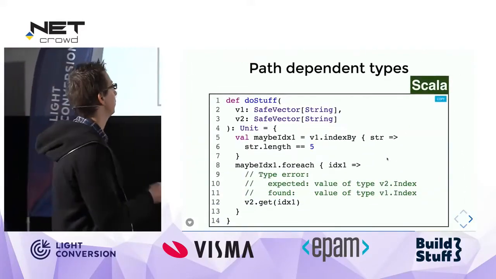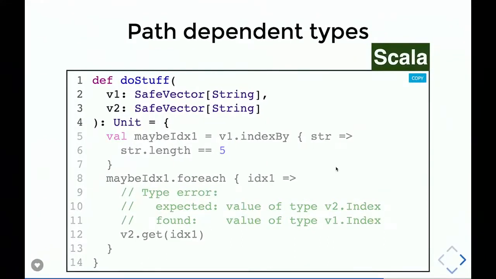So how does this work in practice? Let's try to misuse it. So we have two vectors, both of them are safe vectors. We search for a string that is of length 5 in the first vector, and maybe we find it, maybe we don't. This is an option.